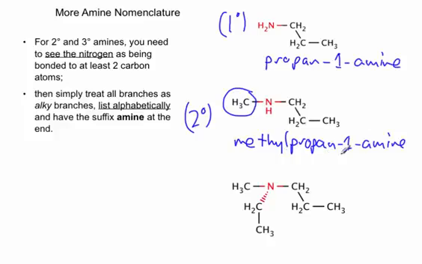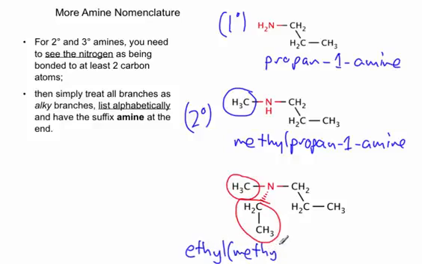So methyl propan-1-amine. The methyl is the branch. Here we have another one. We do have a second ligand, so there's our methyl group still there. Here's an ethyl ligand on a propan-1-amine. So this becomes ethyl, alphabetical. Notice methyl, the second branch, but it's in brackets, and everything else is the same.